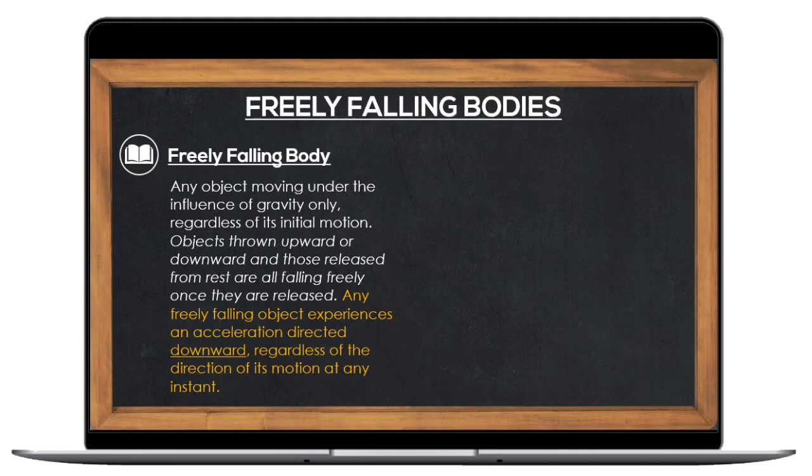No matter the initial motion, whether it is thrown upward, thrown downward, or just dropped from a certain point, it is always a freely falling body, regardless of the initial motion. And the freely falling object will always experience a downward acceleration. Always. That downward acceleration is what we call acceleration due to gravity or the gravitational acceleration.